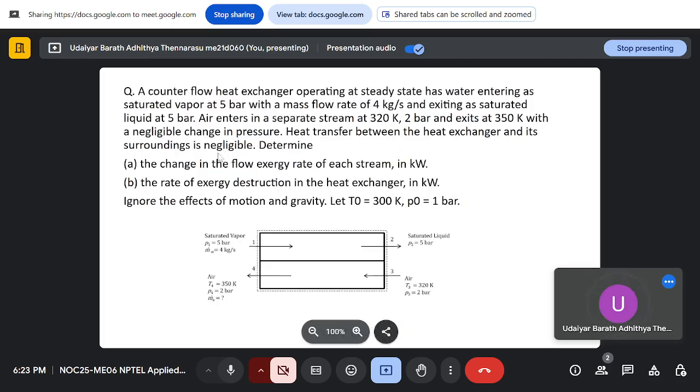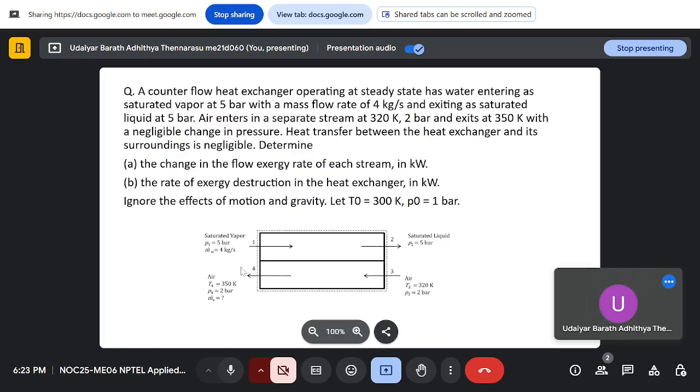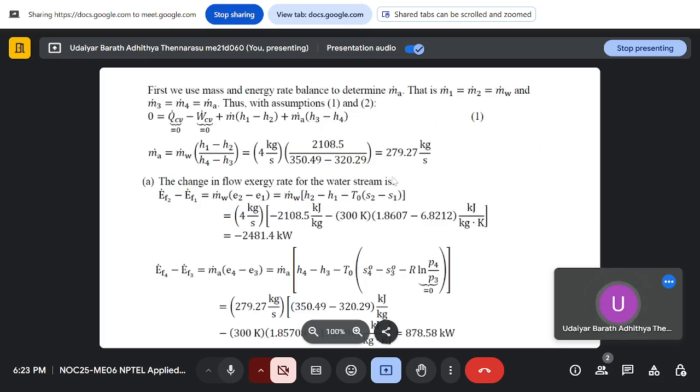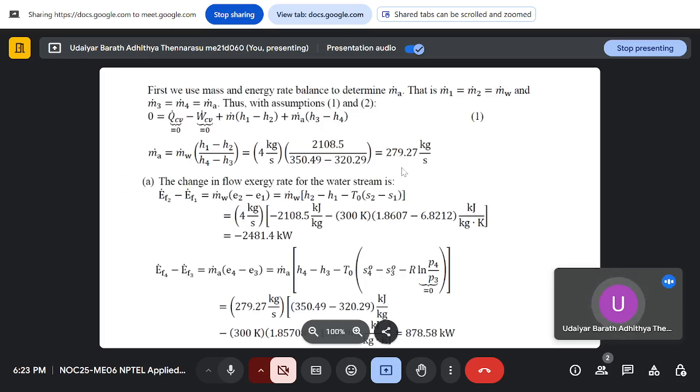So h1 minus h2 is my latent heat at 5 bar, which is 2108.5, and for h4 minus h3, we can take Cp into delta T, or can use the R chart to find out the enthalpy, and that will give me mass of air. Mass of water is given as 4 kg per second. So using that we can find out the mass of air, which is 279.27 kg per second.